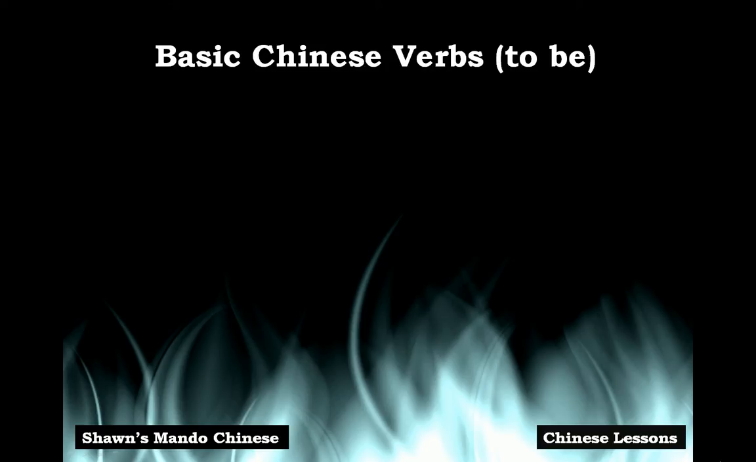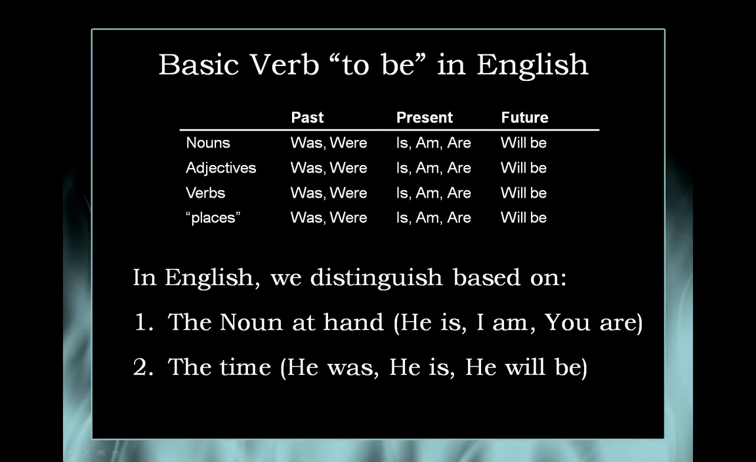This lesson is a basic lesson about the fundamental Chinese verb to be, or in English is, am, are, verbs like that. Basically what I'll do is explain how they relate to English ones, how they're similar and how they're different. This will be a fundamental building block for any basic Chinese learner. So let's start with English for context.